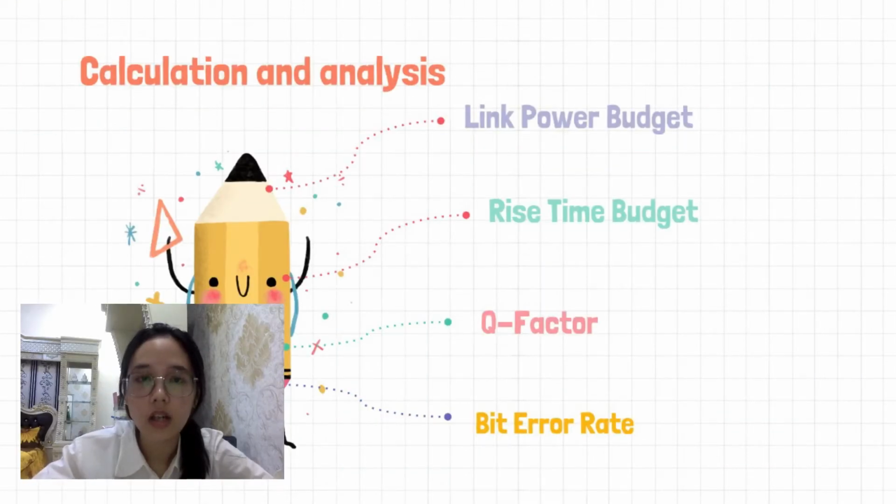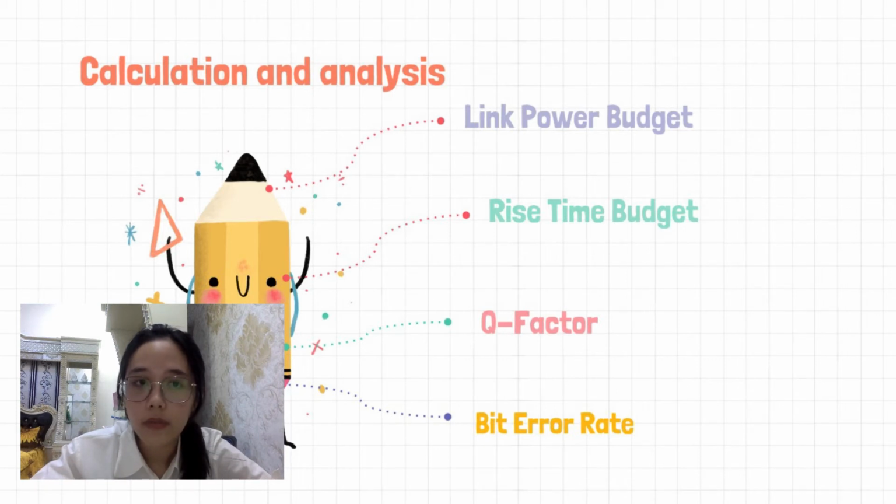Next is the calculations and analysis. First is the link power budget. It is one of the methods where the total attenuation allowed along the optical link from the central to the end users is calculated. A good link is obtained if the power received at the receiver is greater than the power sensitivity of the receiver device.